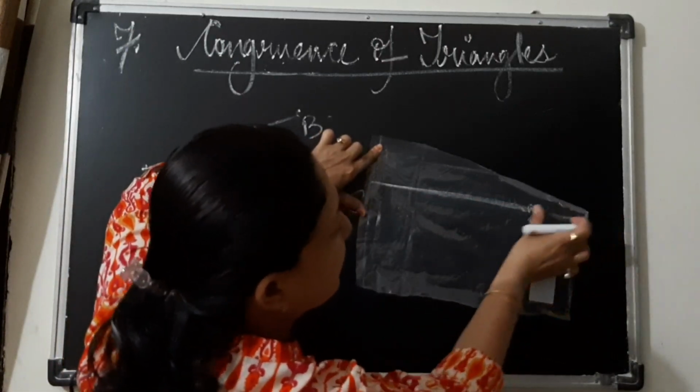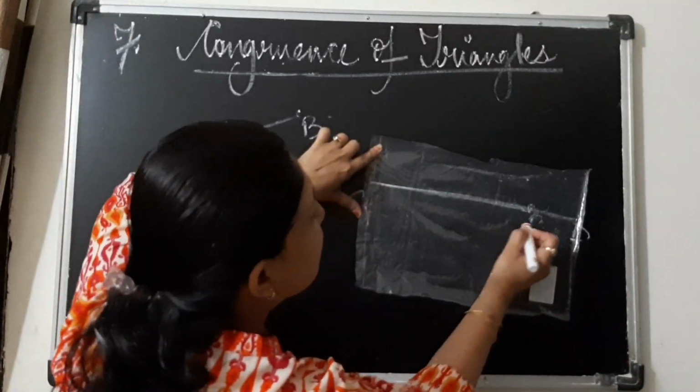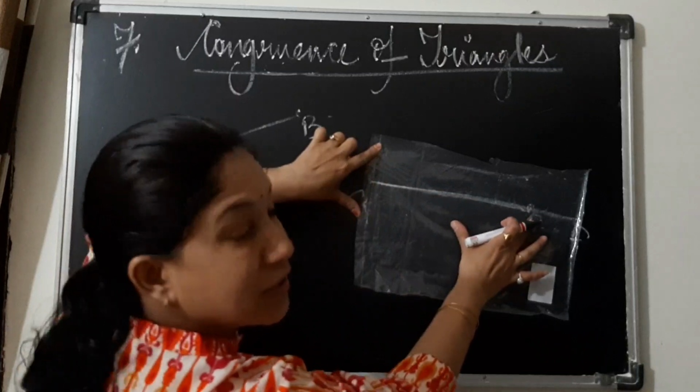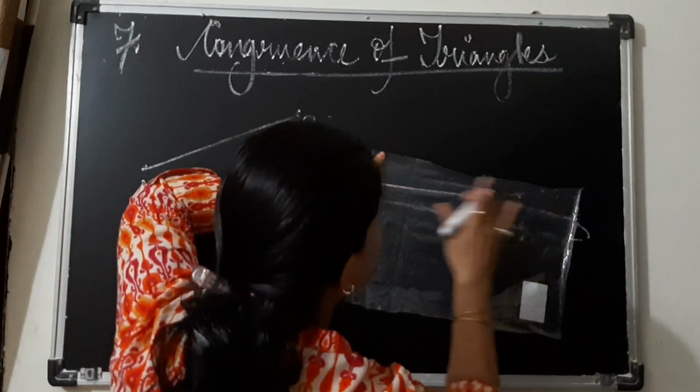This much part is extra. Is it completely overlapping? No. Only this much is line segment AB's trace copy. So what do you see? When I take it, I will keep it like this. Now you can also see clearly.